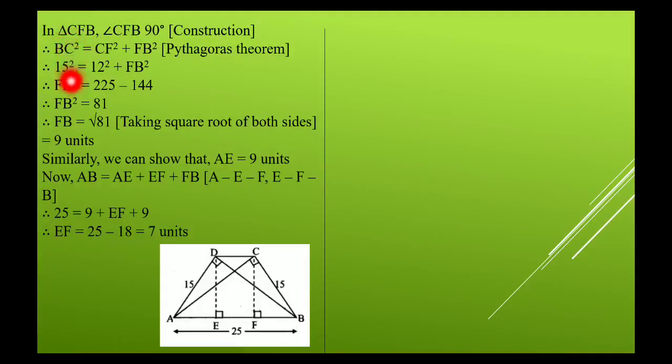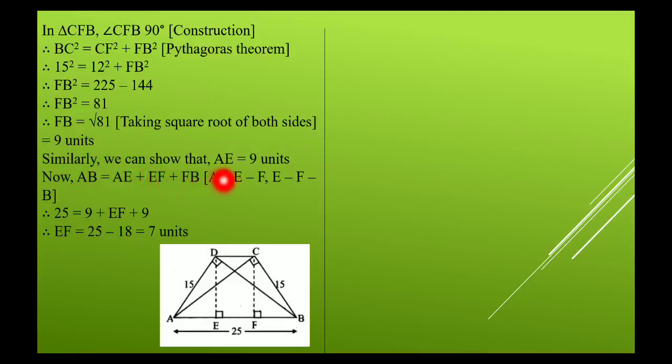So in triangle CFB, where is CFB? This one, okay? I'm going to apply the Pythagoras theorem here. BC square is equal to CF square plus FB square. BC value is 15, so 15 square is equal to 12 square plus FB square. FB square is equal to 225 minus 144. So FB square is equal to 81. Taking square root on both sides, FB value is 9 units.